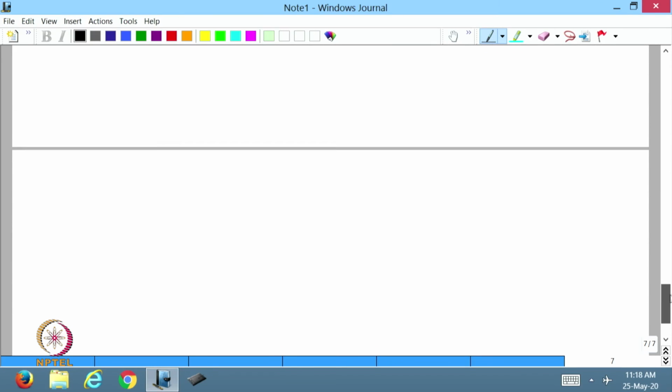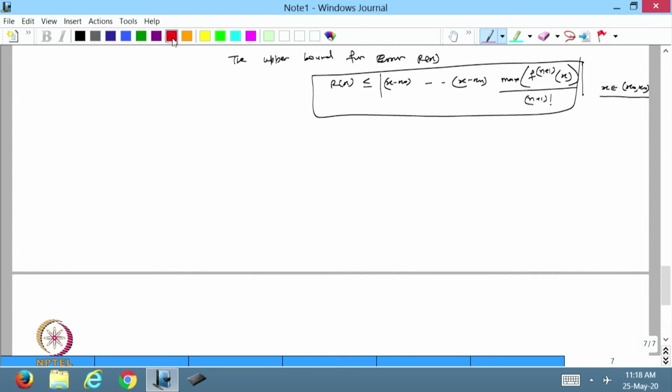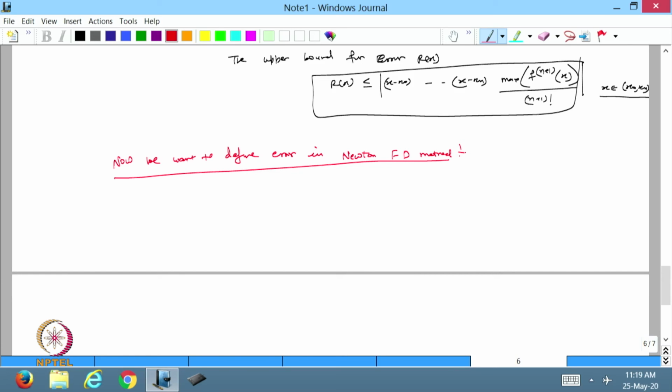Now, we want to define the error in the Newton forward difference method. As we have done in the previous lecture, we have discussed the Newton forward method. So, I want to define what will be the error in that case.